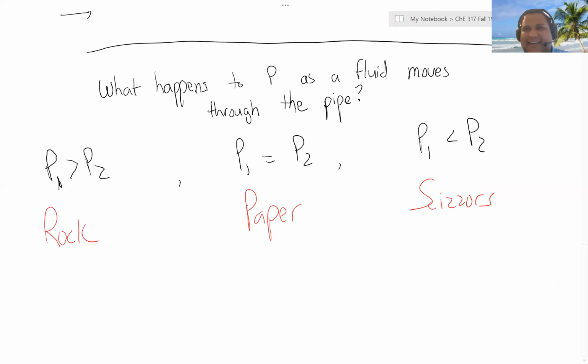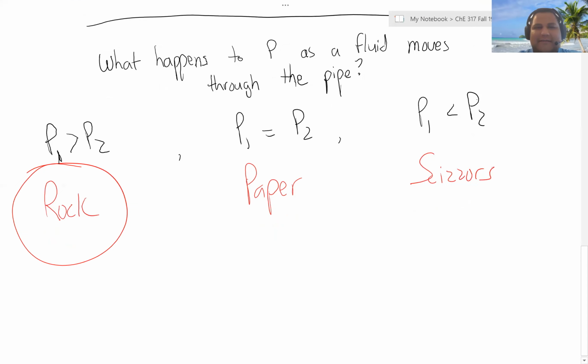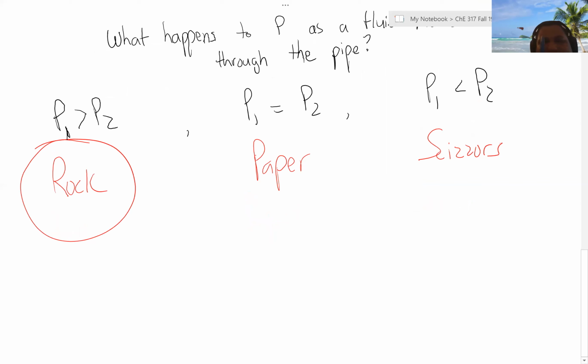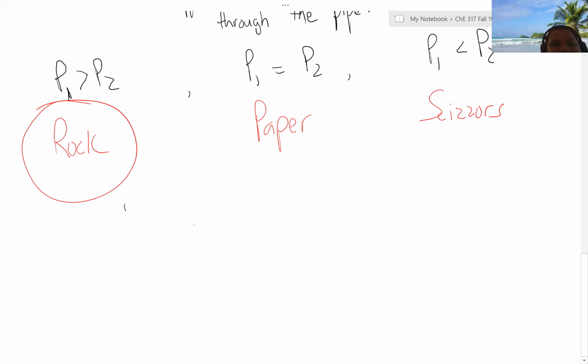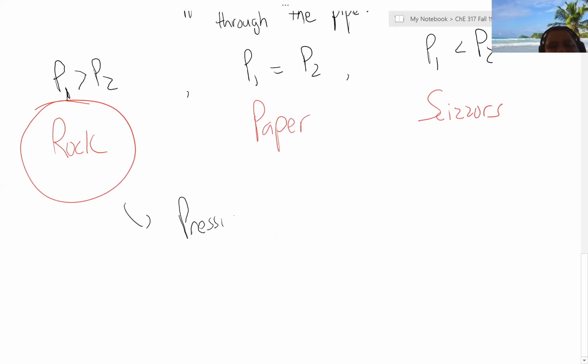The answer is rock, and that the pressure going into the pipe will be higher than the pressure leaving the pipe. And the short answer is because of shear stress. The longer answer is something we'll get into here in about a week or so. So pressure falls, decreases through the pipe.